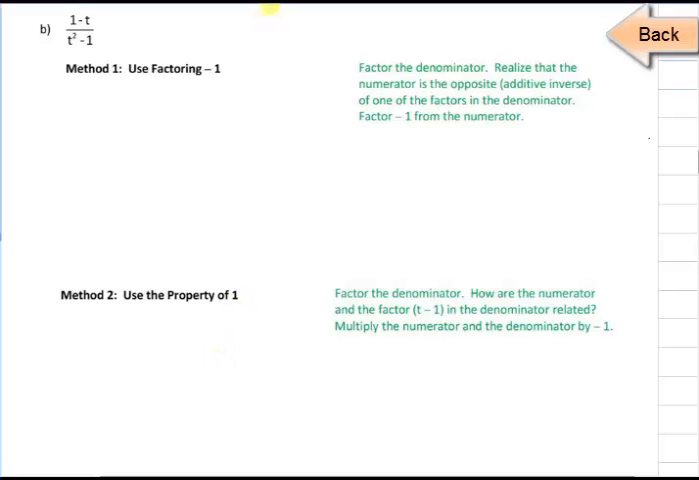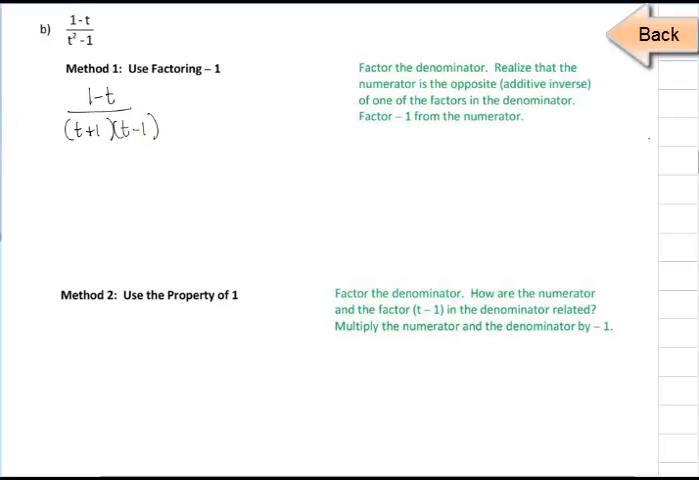Okay, so as we did on the first example A, we are going to start by factoring. There's nothing in the numerator that I can factor out, so I'm going to leave the numerator. But in the denominator, I have a difference of squares, which you know factors into a sum and difference. So you're going to get t plus 1 and t minus 1.